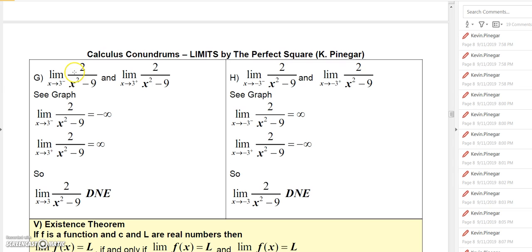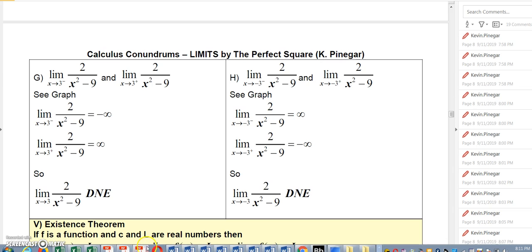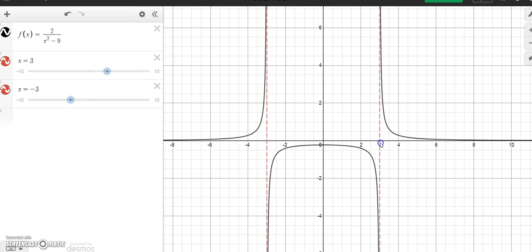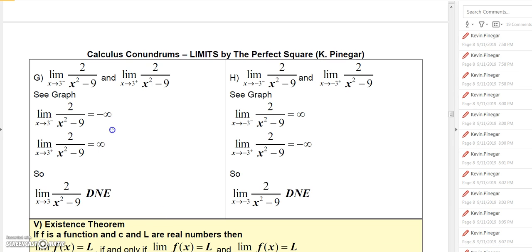So now I want to show you a couple more. Let's take a look at this 2 over x squared minus 9 as x approaches 3 from the left and 3 from the right. So let's look at the graph of that, and here's what you're going to see. Here's 3 right here. This is where x equals 3. Now, as x approaches 3 from the left, see how it goes down? So that limit would be negative infinity, and as we approach from the right, you would get plus infinity. So, as I said, from the left you get negative infinity, and from the right you get plus infinity.